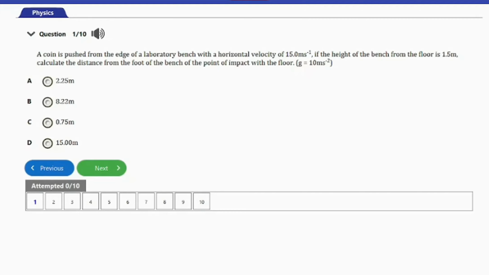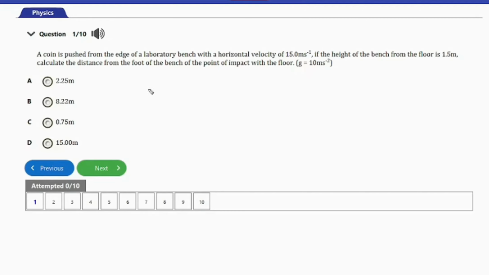It says a coin is pushed from the edge of a laboratory bench with a horizontal velocity of 15 meters per second. If the height of the bench from the floor is 1.5 meters, calculate the distance from the foot of the bench of the point of impact with the floor.